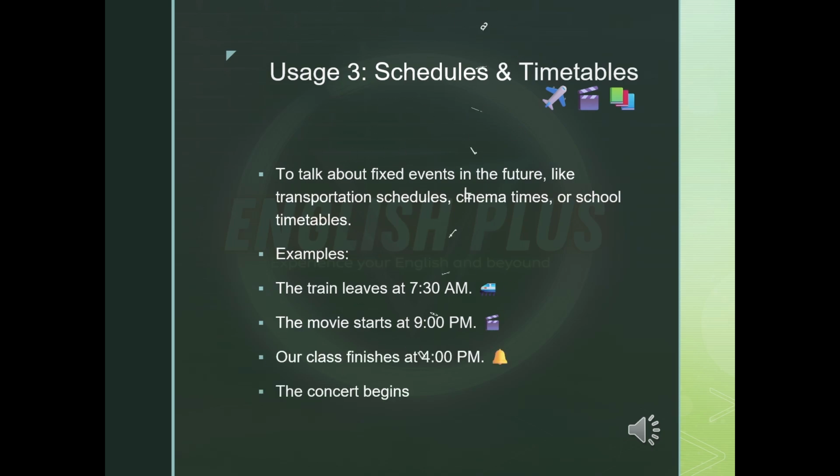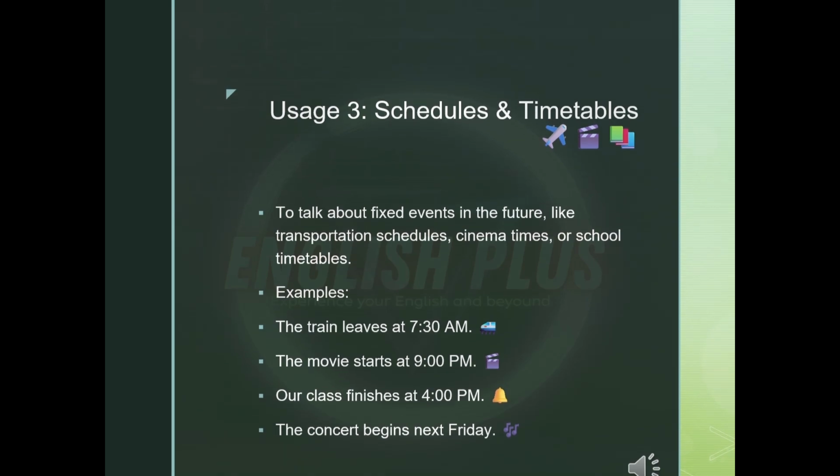Even though these are future events, we use present simple because the schedule is fixed. Planes, trains, school timetables, movie times, they all follow routines.